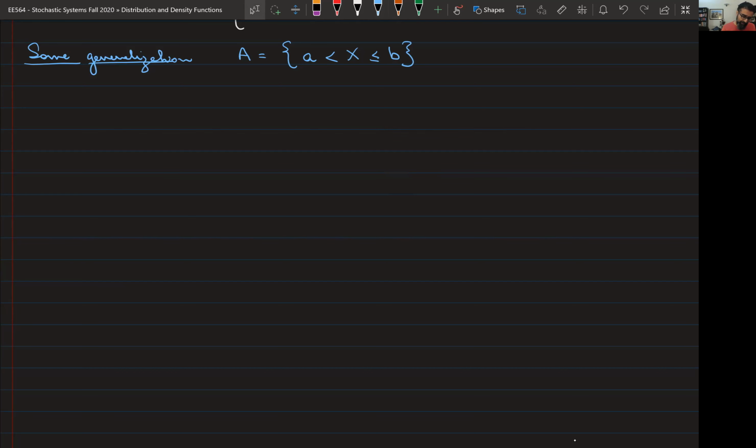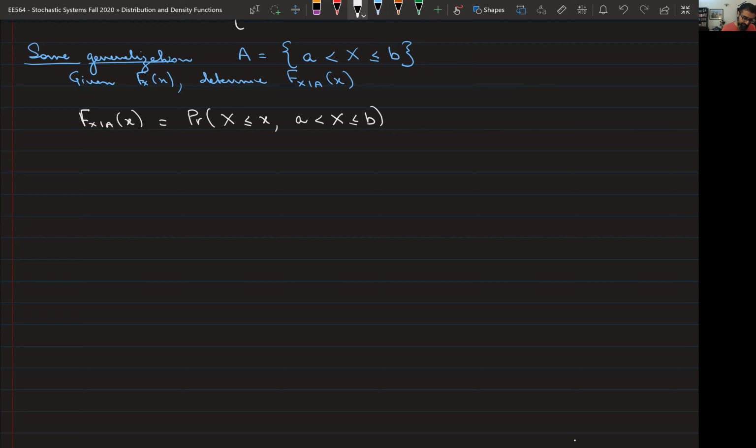So given f_X(x), you need to determine the conditional CDF. Okay. Now, how do I go about this? That's pretty much what we did in the previous example, with a slight modification or generalization, right? So this is defined as the probability that X is less than or equal to small x, and A is less than X is less than or equal to B, divided by the probability that A is less than X is less than or equal to B. Right, so I've skipped one of the steps and written this directly here.